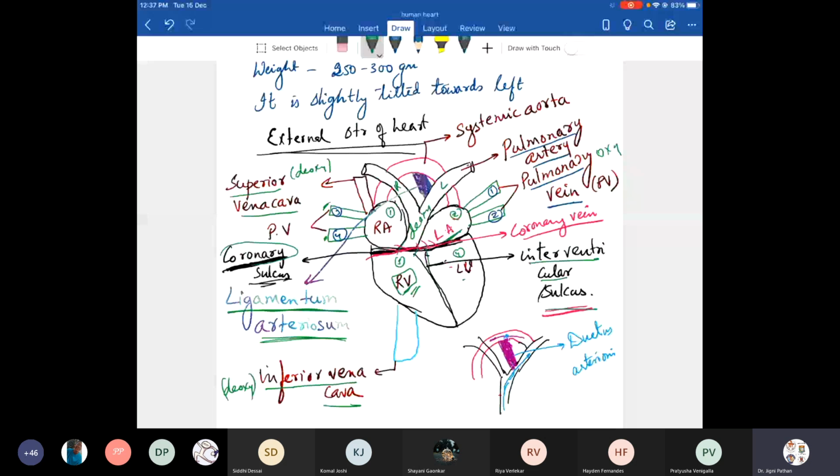After that comes left ventricle. In the left ventricle, systemic aorta arises. This carries oxygenated blood that is supplying oxygenated blood to all the different body parts.